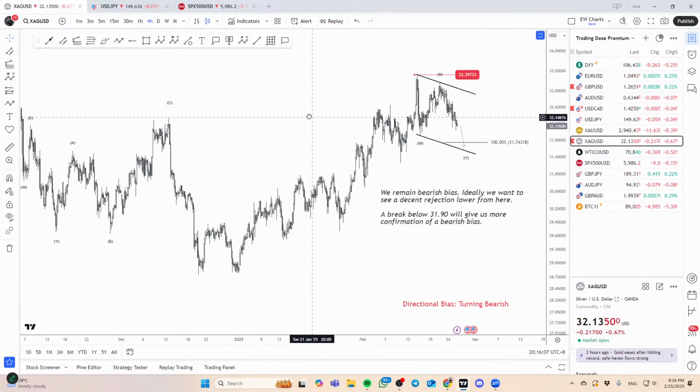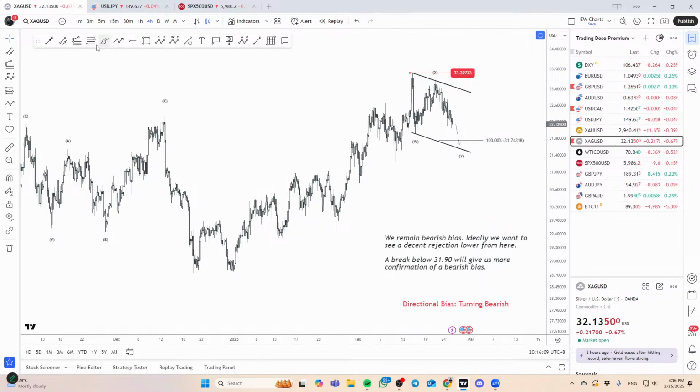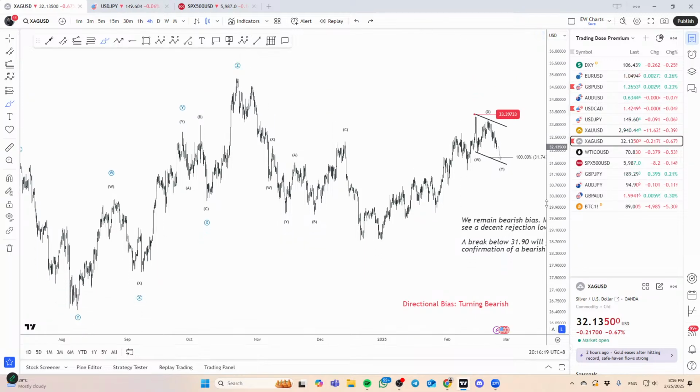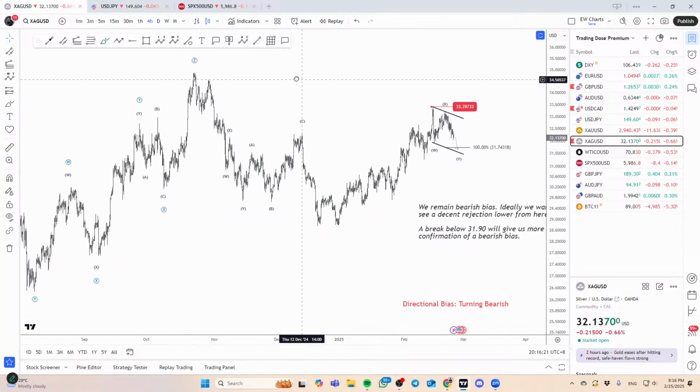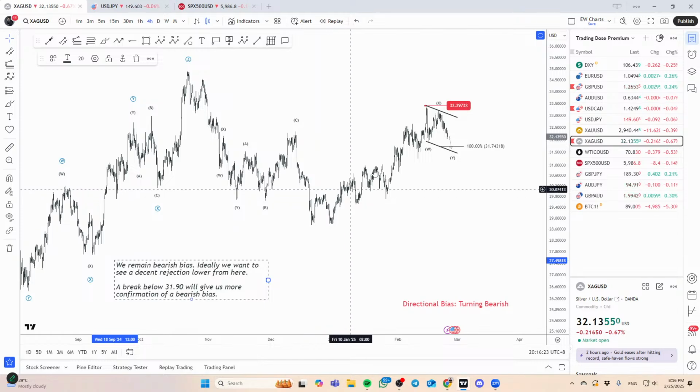Because if I zoom out to the higher time frame, this move, number one, is not very impulsive in nature. It's looking corrective. Zoom out a little bit more, and you can see that whole development is definitely looking pretty corrective.